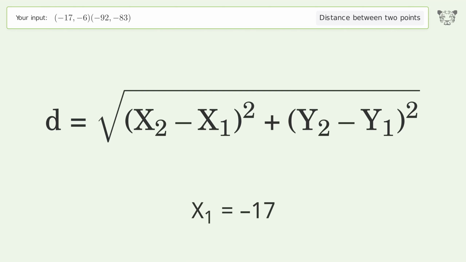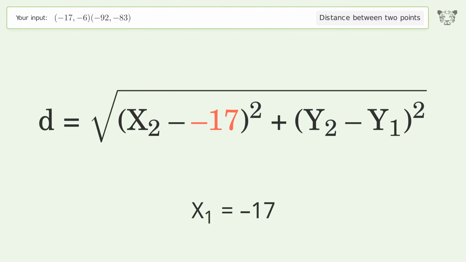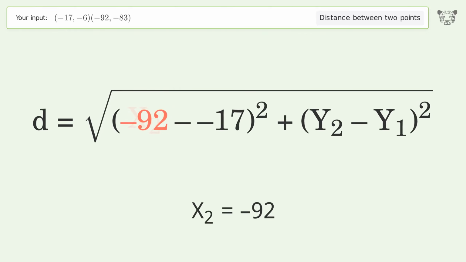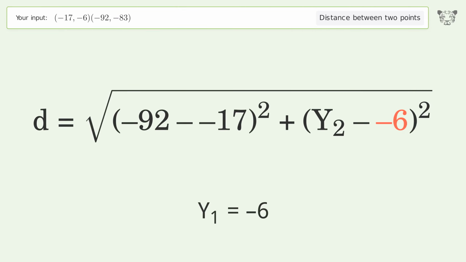x1 equals -17. x2 equals -92. y1 equals -6. y2 equals -83.